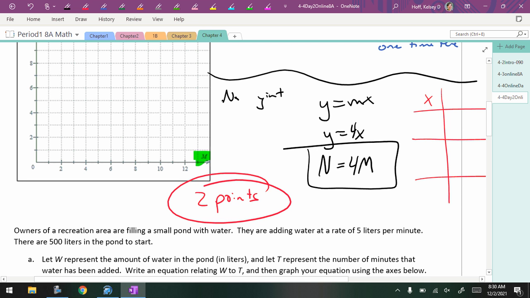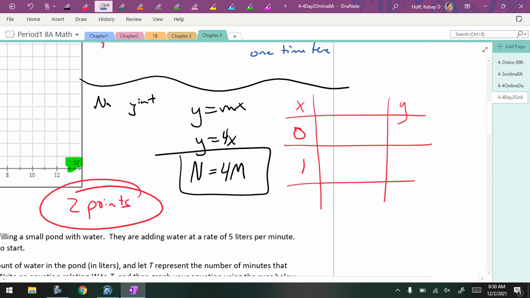Liana already said, let's pick one, right? What's another number we should pick? 0. I would pick 0 every time. 0 and 1. Okay? And the equation we're plugging into is 4m. So really this x should be an m. So if I plug a 0 in there, 4 times 0 is 0. So the point I need to graph is 0, 0. Yep, just the origin. Now I plug in a 1. 4 times 1 is 4. So my point is 1, 4.